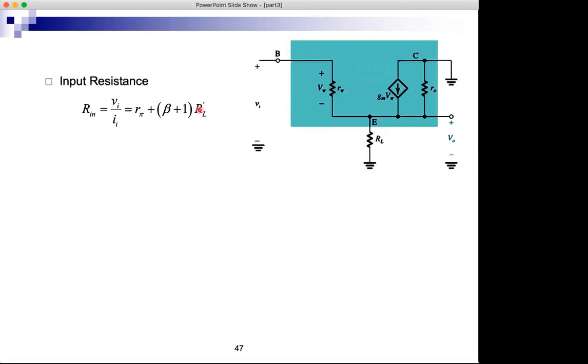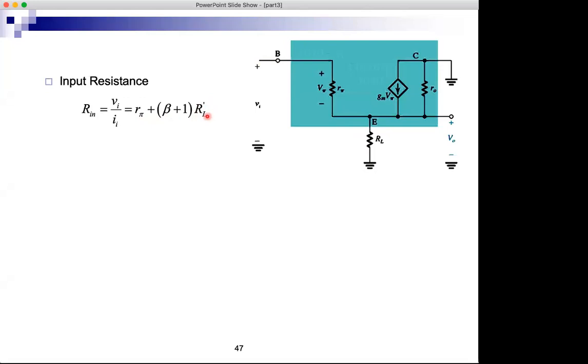We have an R prime L between emitter and ground. R prime L is RL parallel RO. Remember, RO is from the output to ground, so it appears in parallel with RL, and the parallel combination, we call it R prime L. So the input resistance by the rule that we had derived previously is R pi plus beta plus 1 times the resistor between emitter and ground. So R pi plus beta plus 1 times R prime L.